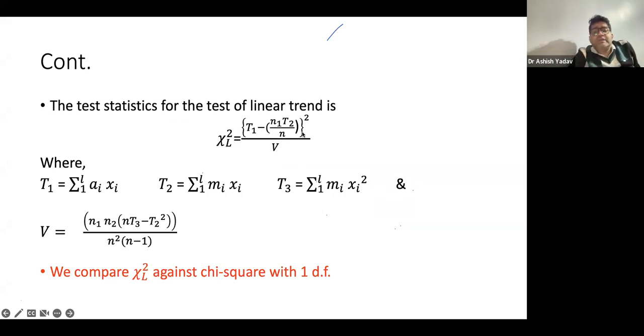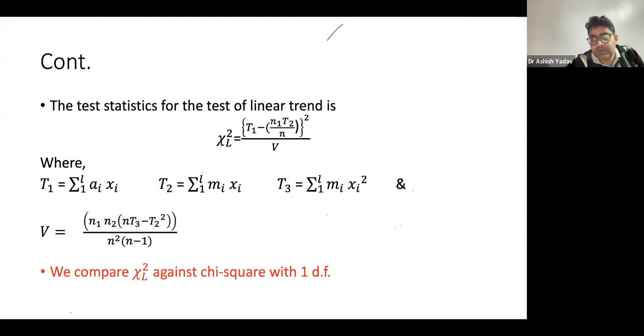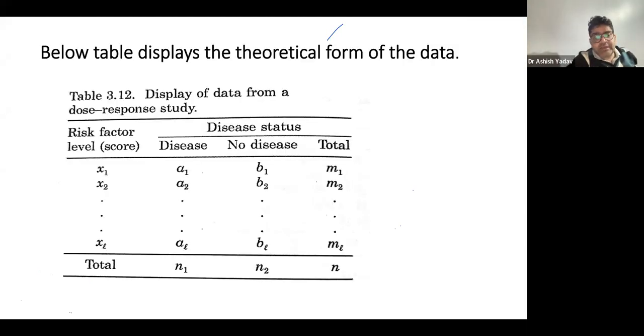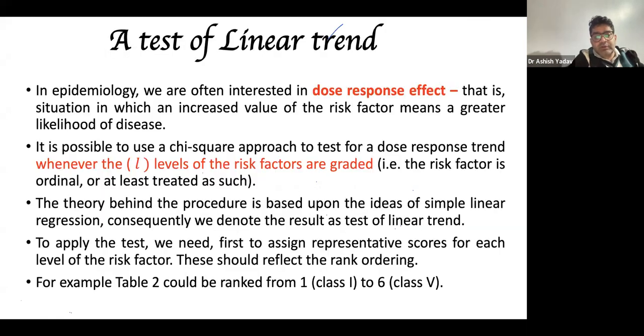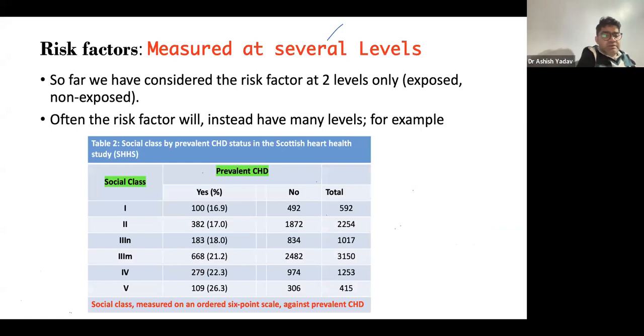Using this statistic, we calculate the value of chi-square trend, and whatever value we get, we compare it with the chi-square distribution at 1 degree of freedom. For example, in this data set, look at this data set, suppose we are assigning the Xi values.